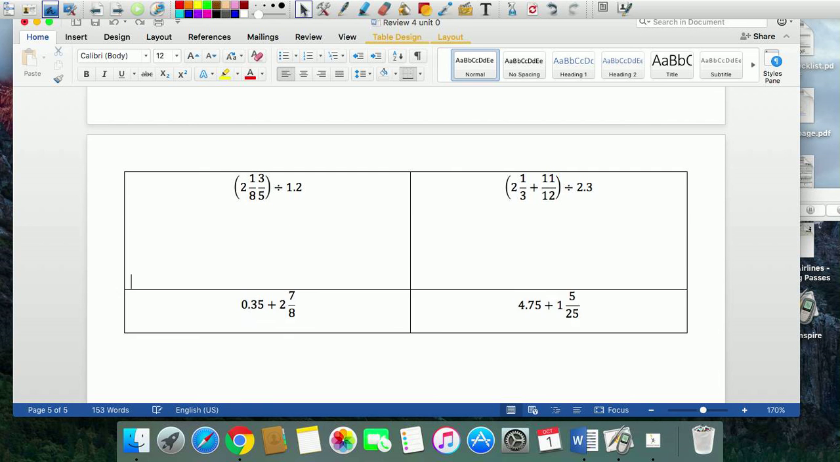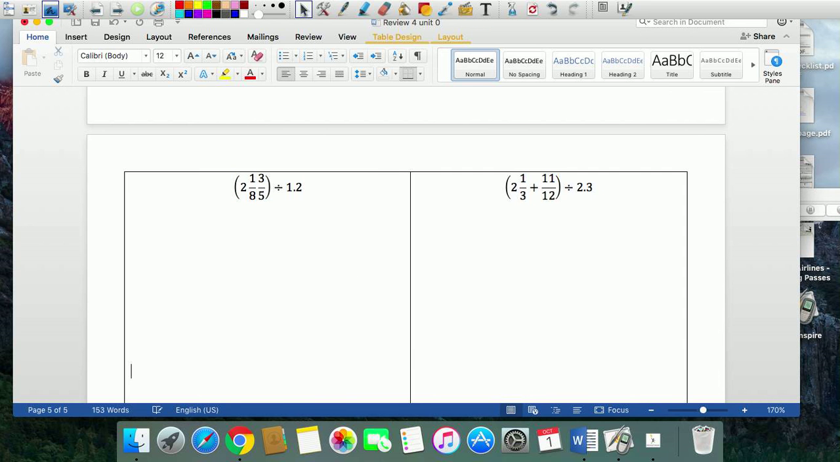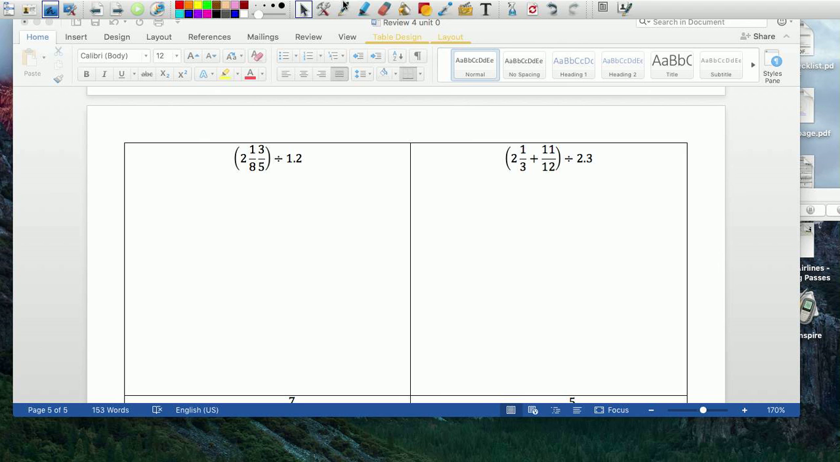I have no idea what this was. Oh my god, I don't know if that was a plus or a minus. Uh-oh. Let's skip that one. Let's just do this one. That could have been a minus. Oh my god, I don't know what it was. Okay, so let's do the one on the right.